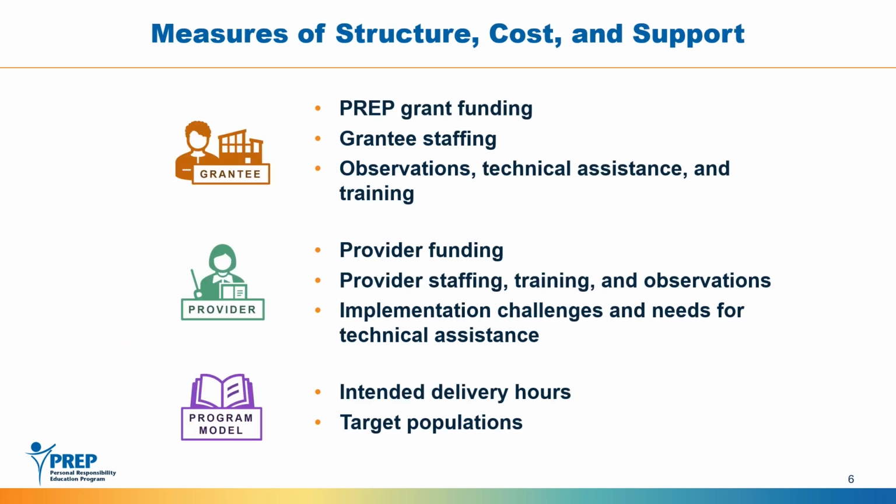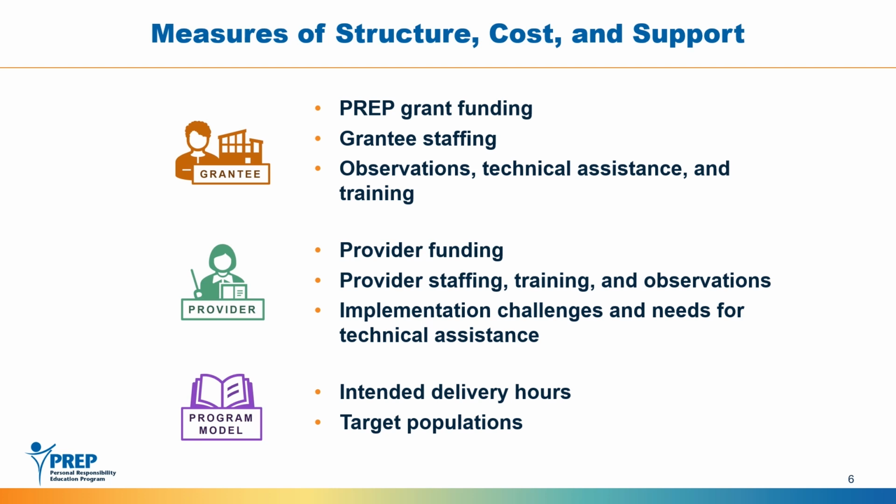The first set of measures focuses on the structure and cost of and support for program implementation. They provide information for understanding the roles of grantees, providers, and other partners, resource allocation, and decisions and information about program models. The measures of structure, cost, and support are reported at the grantee, provider, and program levels and cover things like funding, staffing, training, observations, technical assistance, delivery hours, and target populations.